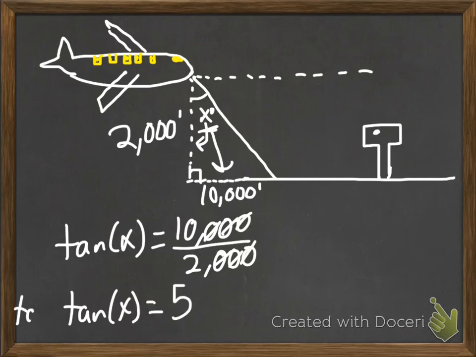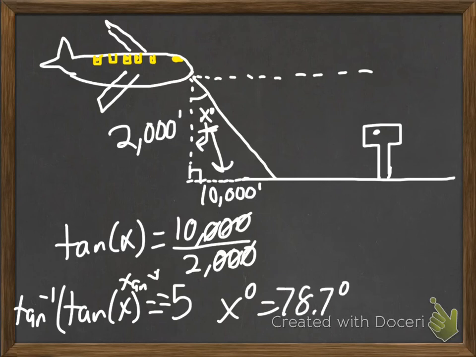We need to take the tan inverse of both sides. And after that we get that x equals 78.7 degrees. So we're going to tell the pilot he needs to descend at a degree measure of 78.7 in order to land safely.